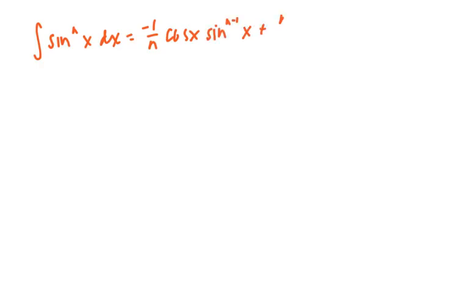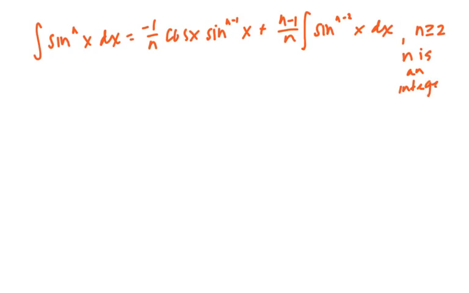There is a reduction formula, and it says the integration of sine to the n x dx equals -1 over n cosine of x sine to the n minus 1 x plus n minus 1 over n integration of sine n minus 2 x dx. I don't feel the need for you to prove that. It's proven using integration by parts. They say n is greater than or equal to 2, and n is an integer. So it can't be done if you have a different power.